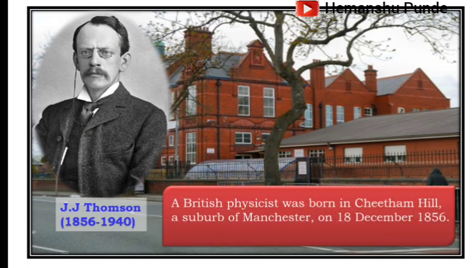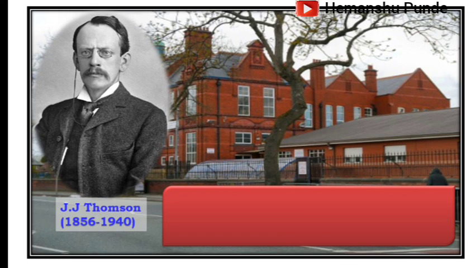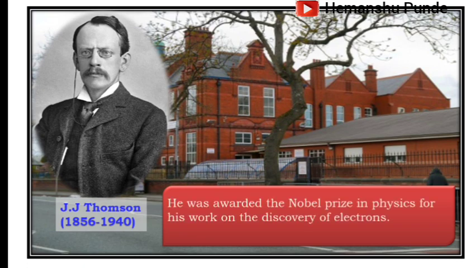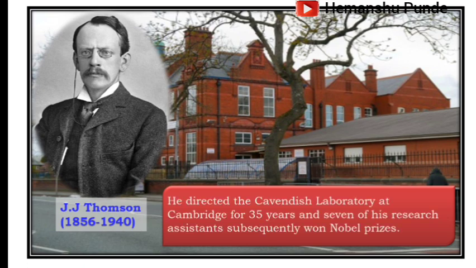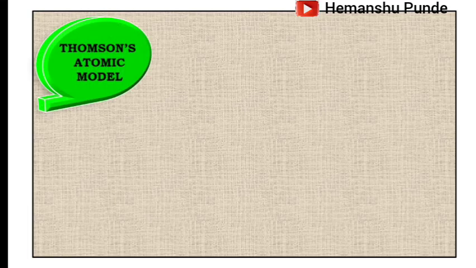Who is he? It's Sir J. J. Thomson, a British physicist, born in Cheetham Hill, a suburb of Manchester, on October 18, 1856. He was awarded the Nobel Prize in Physics for his work on the discovery of electrons. He directed the Cavendish Laboratory at Cambridge for 35 years, and seven of his research assistants subsequently won Nobel Prizes. So now we are going to learn Thomson's atomic model.